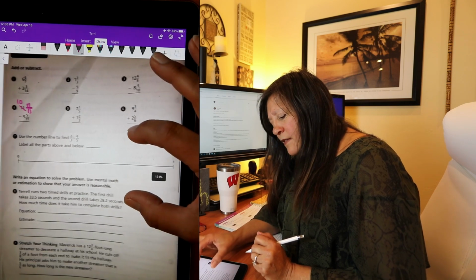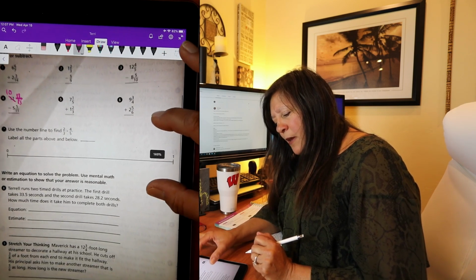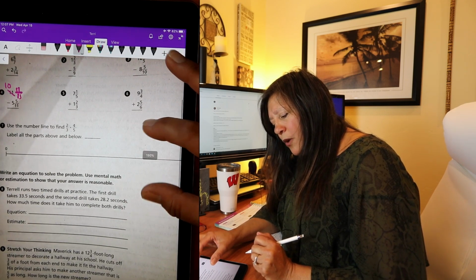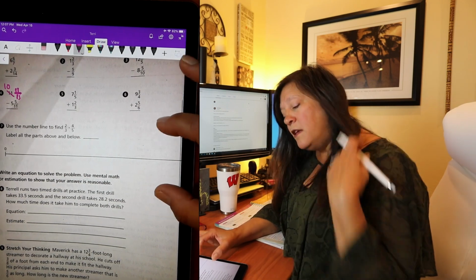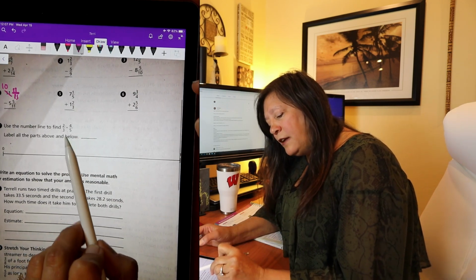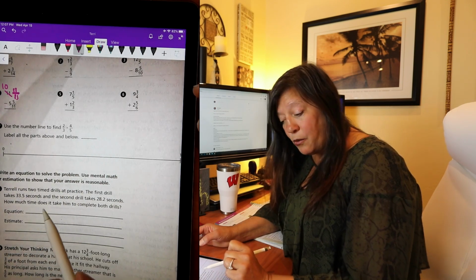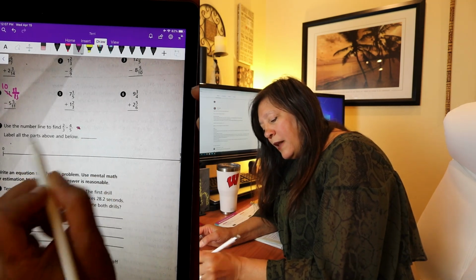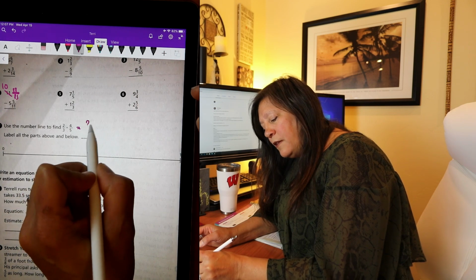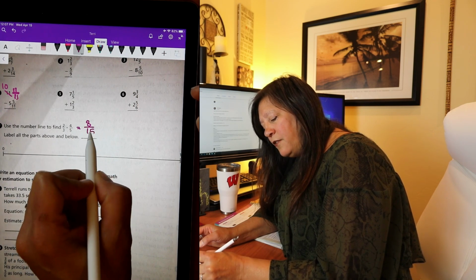Number 7 is, it's been a while since we've done that, so I'm going to work through that a little bit. So use the number line to find 2/3 times 4/5. Label all the parts above and below. Okay, first you want to solve it. So 2 times 4 is 8, and 3 times 5 is 15.